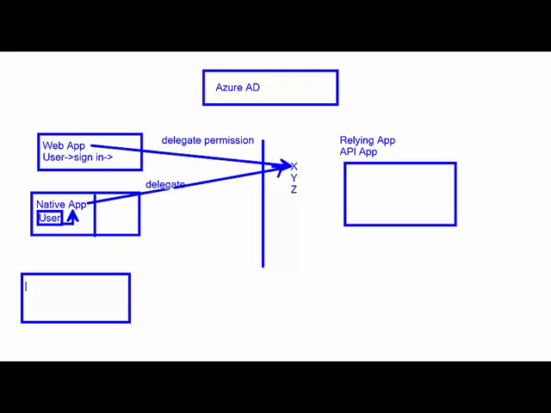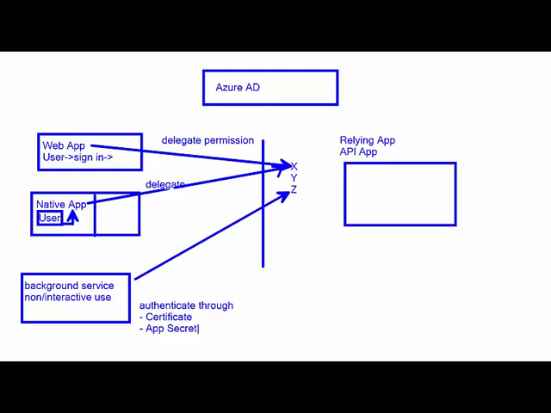Now, a third type of app would be a background service with non-interactive use. Now, in that type of scenario, the applications themselves, these background service daemon type of apps, carry their own identity and receive their own assignment. So in this type of scenario, you will grant permission directly to the app, and the app must prove its identity to Azure AD, authenticate through OAuth2 means, a certificate or an app secret. So the application will autonomously, independently authenticate with Azure AD for the purpose of obtaining the bearer token to invoke these APIs.